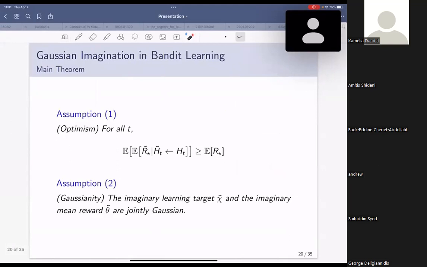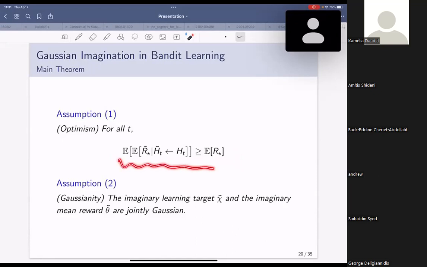with two assumptions. The first assumption, which is called optimism, basically says that for any time step t, this inequality holds. And this assumption one actually requires that the imaginary environment should be in a way such that the agent's expected imaginary reward would be greater than the real optimal reward.